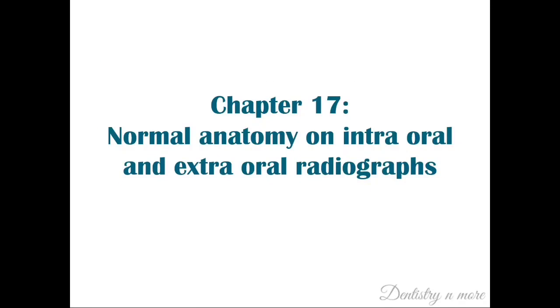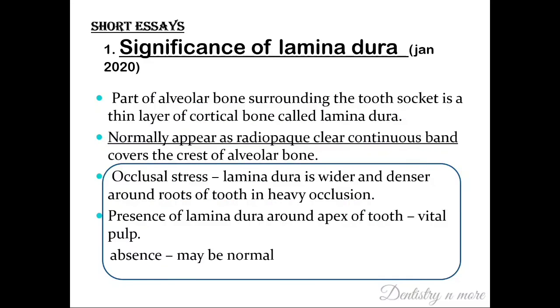The next chapter is about the normal anatomy in intraoral as well as extraoral radiographs. In that, a question that can be asked is the significance of lamina dura. Once the question has been asked, you can speak about what lamina dura is. It is the part of the alveolar bone surrounding the tooth socket, a thin layer of cortical bone, which is normally radiopaque, a continuous band that covers the alveolar crest of the bone and surrounds the tooth socket.